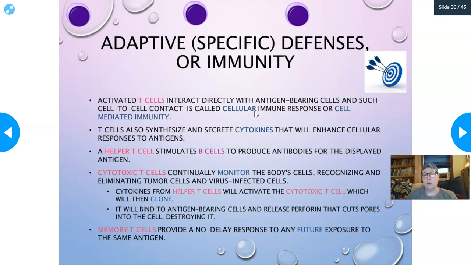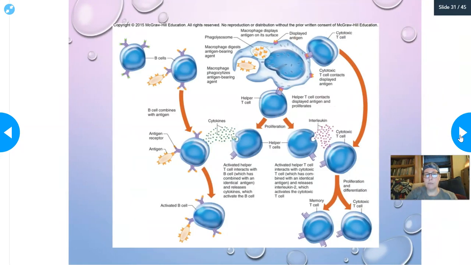And then there are also memory T cells that are formed that can provide a no-delay response to any future exposure of the same antigen or the same pathogen. Therefore, if it sees it again later, five years later, a year later, whatever, it will immediately destroy it and you probably won't even have any symptoms at all.